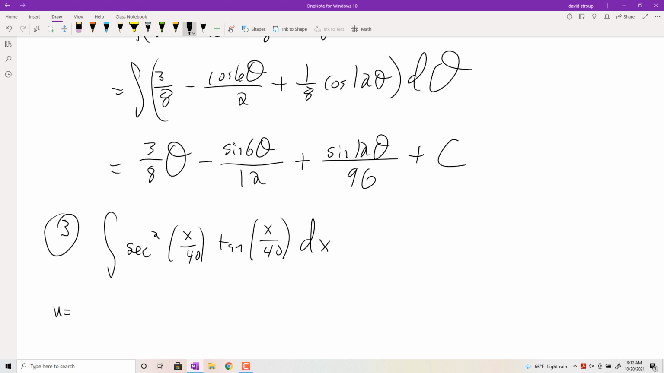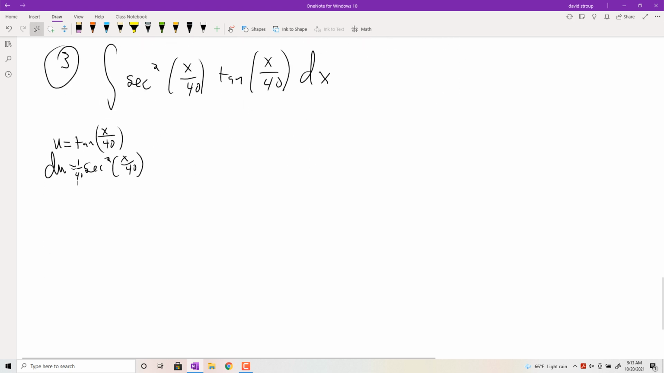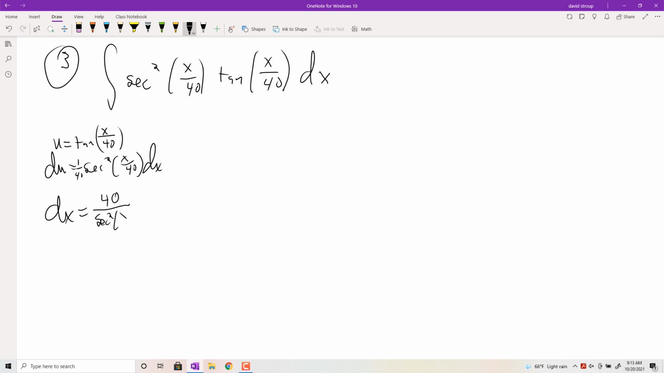You could just do a u sub on tan x over 40. And then du will be secant squared of x over 40 times 1 over 40. And you see you get a nice cancellation happening. So dx can be replaced with 40 all over secant squared of x over 40 du. So what do we have then?